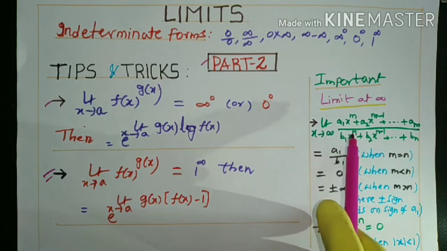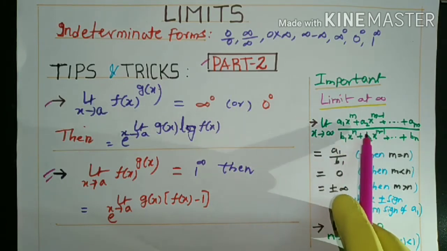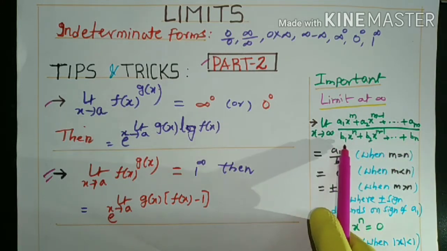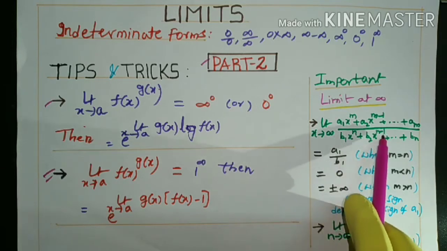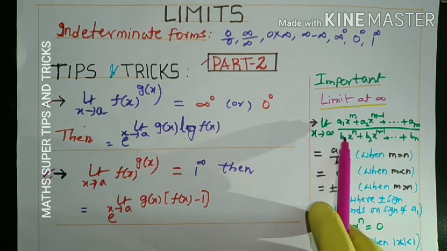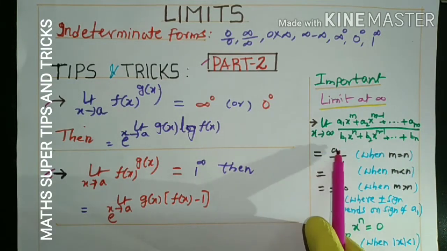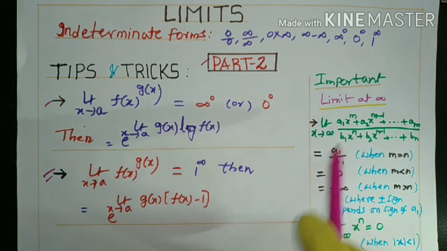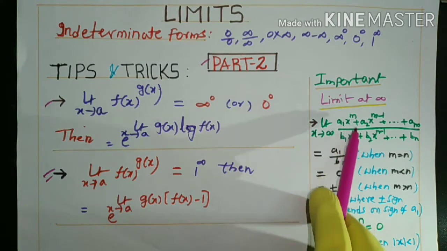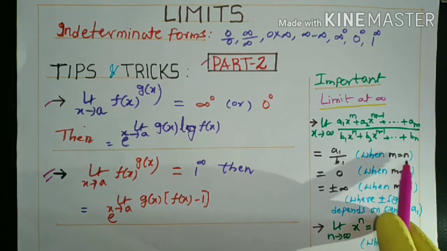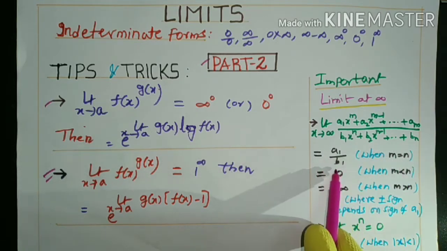First one: limit of a1 x power m plus a2 x power m minus 1 plus and so on plus am, upon b1 x power n plus b2 x power n minus 1 plus and so on plus bn, as x extends to infinity. This result should be remembered as a1 by b1, where a1 is the coefficient of x power m and b1 is the coefficient of x power n. That should be taken as a1 by b1 when m equals n. These m and n are the degrees of the functions in the numerator and the denominator. If the degrees are equal, if m is equal to n, immediately you can take a1 by b1.